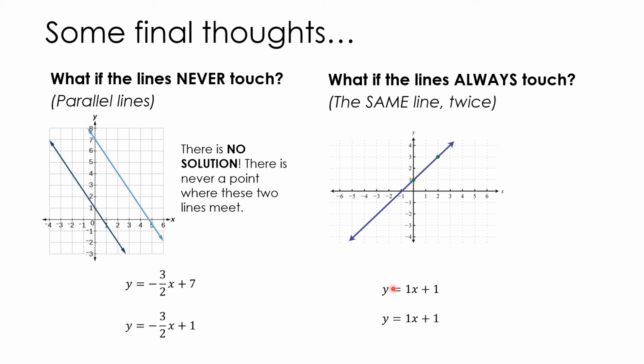What if the lines are always touching? So for example, what if I had the same line, but it's graphed twice on a graph, right? So I'm talking about two different equations, but they're the exact same line. That means that there are infinite solutions because they're touching at every single point along the graph, right? No matter where I am on that line, my lines are touching. So we've actually seen these terms before, right? Infinite solutions and no solutions.